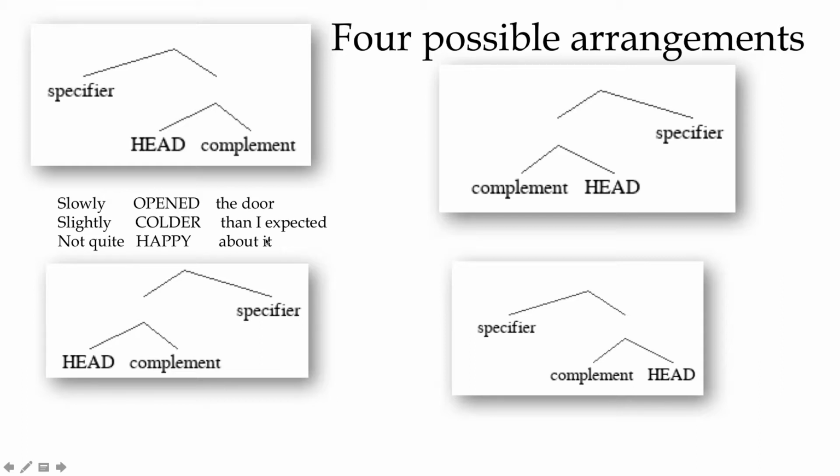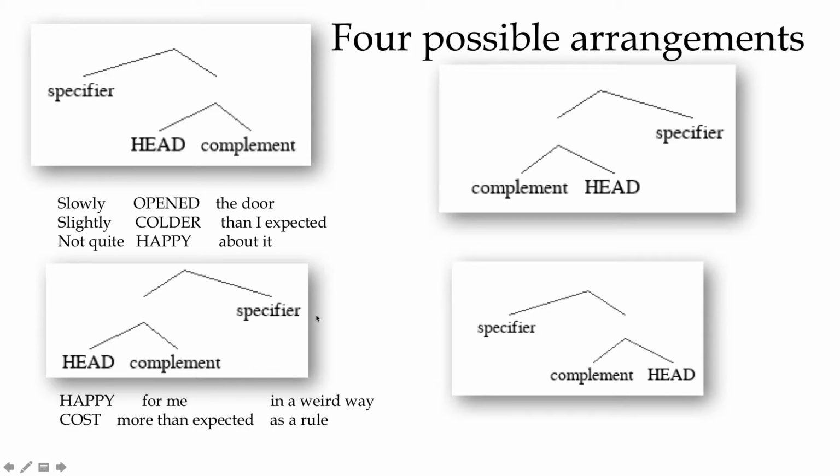Not quite happy about it is another adjective phrase. Happy about it, and then not quite is telling me how happy about it I am. About it is telling me something about the nature of this happiness. Where is this happiness aimed, or where is it directed?